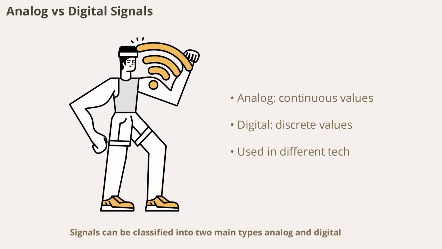Signals can be classified into two main types, analog and digital. Analog signals are continuous and can take any value within a range, like the smooth flow of a wave. Digital signals, on the other hand, are discrete, taking only specific values, usually represented by zeros and ones. Analog signals are often used in traditional radio and audio transmissions, while digital signals are the foundation of modern computing and telecommunications. Understanding the difference between these two types is crucial for grasping how various communication technologies work.